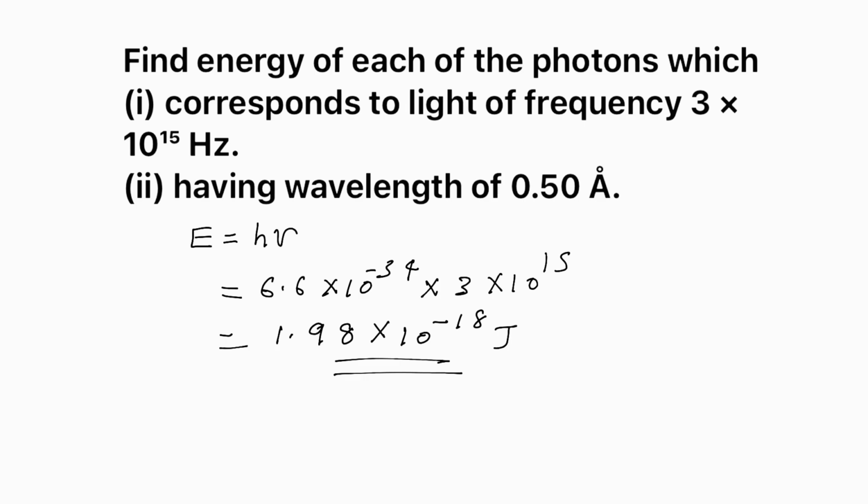Now second question, they have given the wavelength and you have to find the energy. Same equation only, E is equal to h nu, but they have given the wavelength, right? So you have to write hc by lambda. So what is that? 6.626, if you want, you can write like that.